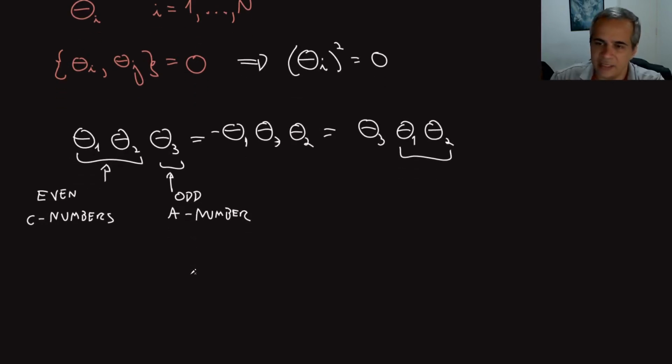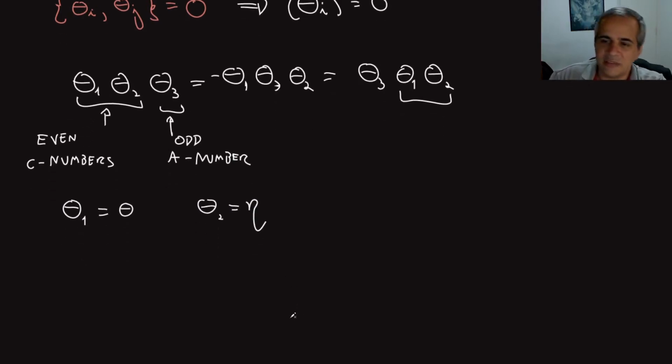And then I can write in general any number in this algebra. Suppose n is only 2, so I have only two Grassman numbers. Let's call theta 1 as theta, and theta 2 I'll call eta. Then it's easy to see that I can write any object of this algebra in terms of theta and eta very simply.